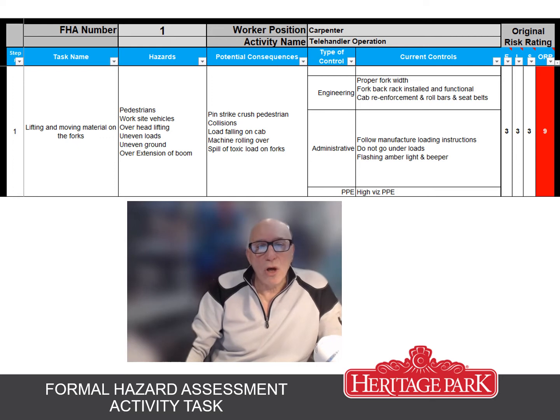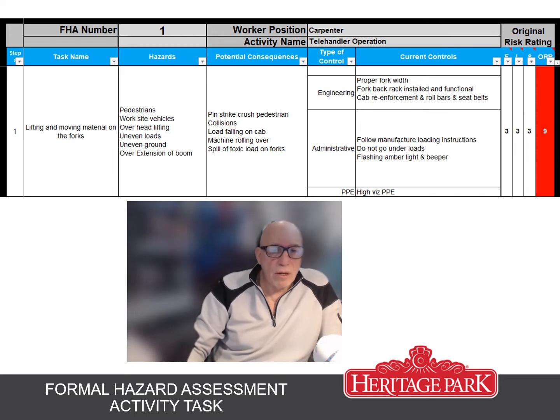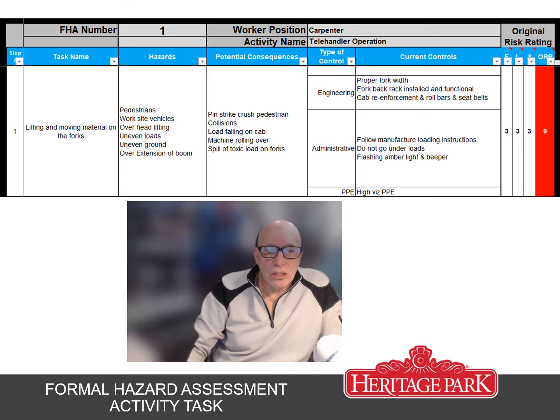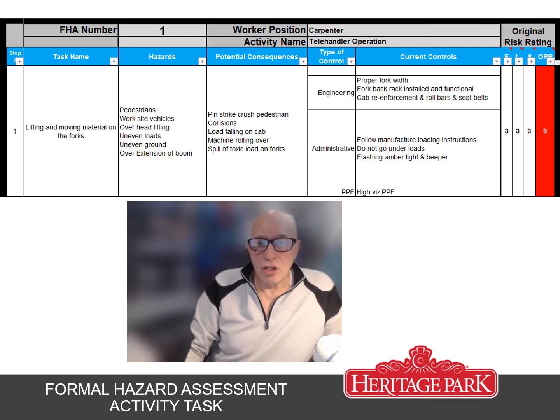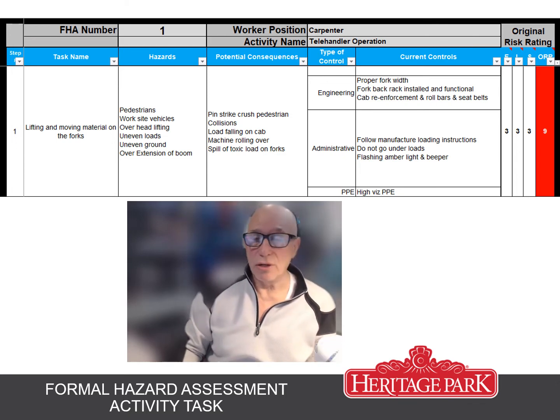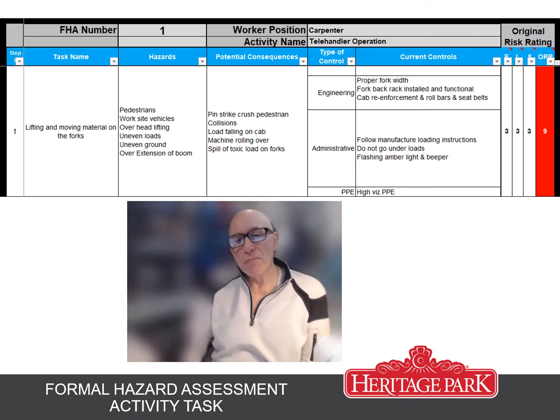What are the potential consequences? Pin, strike, or crush a pedestrian. Collisions with other equipment and vehicles. Load falling on the cab of the telehandler. The machine rolling over, or a spill of toxic loaded material that could be on the forks.